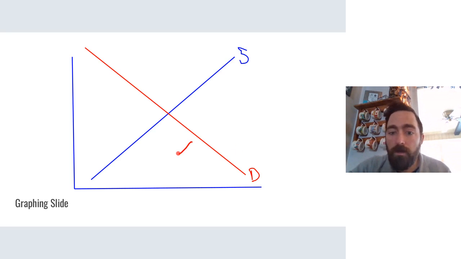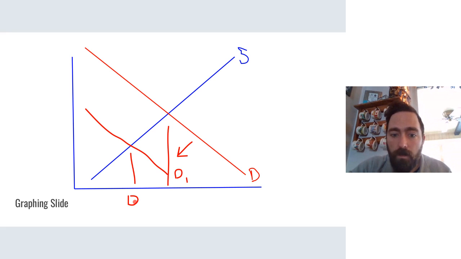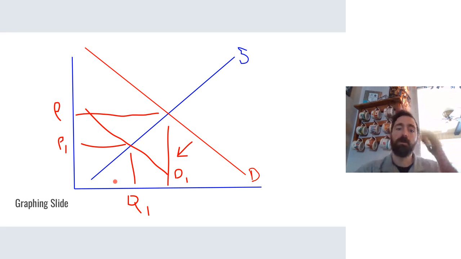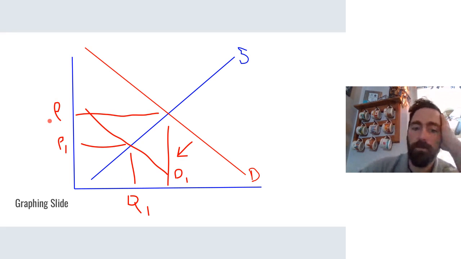So to graph a leftward shift, this is the market for Pepsi. And look what happens to the quantity. Because now people are drinking less Pepsi, they're drinking more Coke. The quantity has decreased, and look what happens to the price. Now Pepsi's concerned. Not as many people are drinking their product, so they're going to lower the price to try and drive that demand back up. Price falls from P to P1, and quantity decreases.